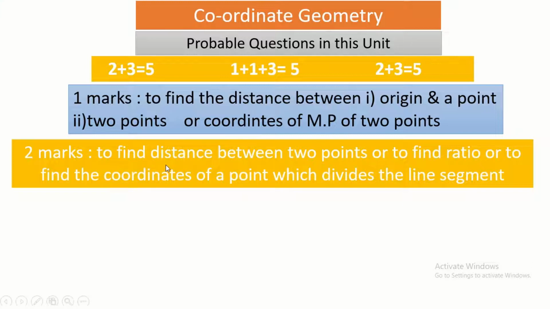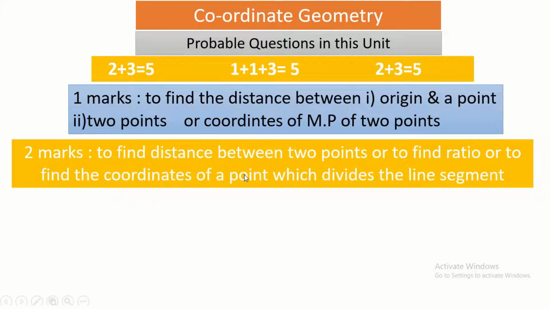And for 2 marks, by using the distance formula, we have to find the distance between any 2 coordinate points. Or the question may be like this: by using the section formula, to find the ratio, that is m1 and m2.